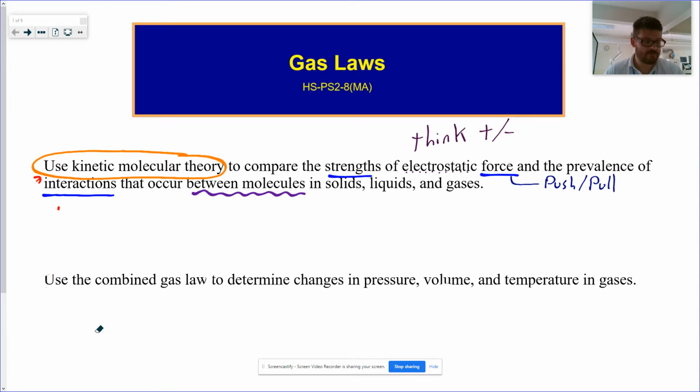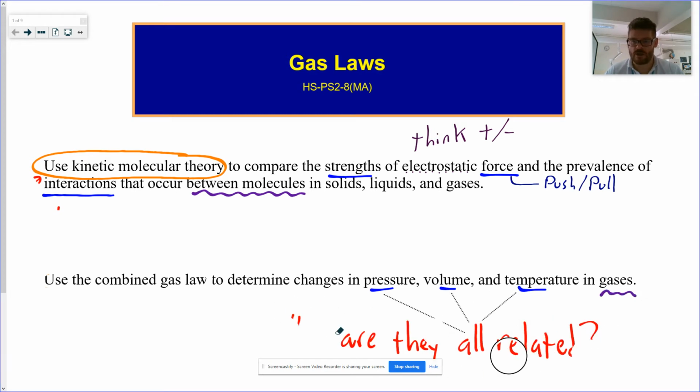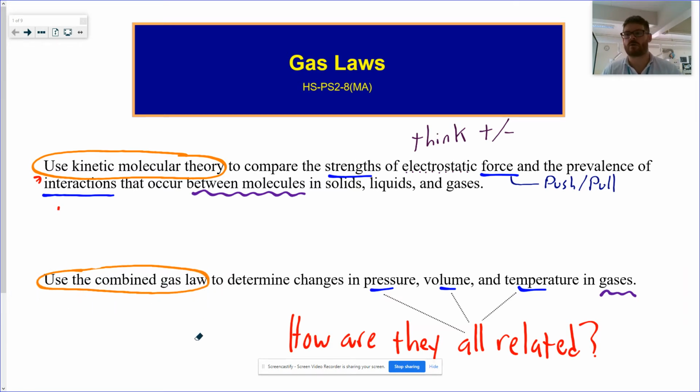In the second one, we're going to specifically focus on pressure, volume, and temperature. And what we want to know here is how are these all related? There's a relationship between pressure, volume, and temperature, and we're going to see that in what we call the combined gas law. It's one of a group of laws that we're going to learn about, and what these all show is how these specific things, pressure, volume, and temperature, all change in response to one of the other ones.